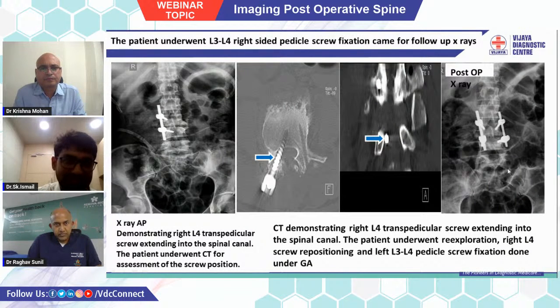Most of these are cases which I have seen during my residency and my practice. So this patient came for a routine post-op X-ray, and we see the right transpedicular screw is extending into the spinal canal. The patient underwent CT, and the CT is confirming the same. Ideally, the position should be within the pedicle, and it should not breach the cortex of the pedicle or extend into the neural foramen.